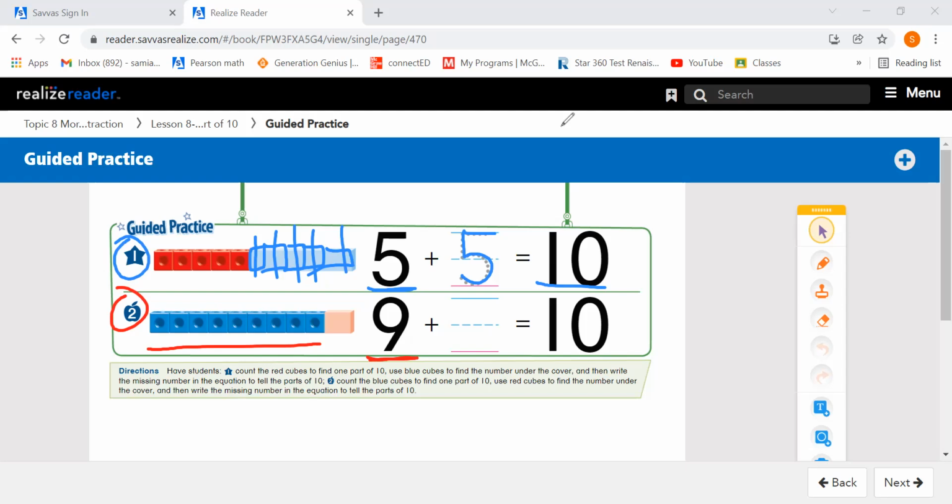So if we have 9, we're going to start at 9 and we're going to count up. So let's start. 9. What's after 9? 10. So how many red cubes did we need? 1. So 9 plus 1 equals 10. All right, let's go on to number 3.